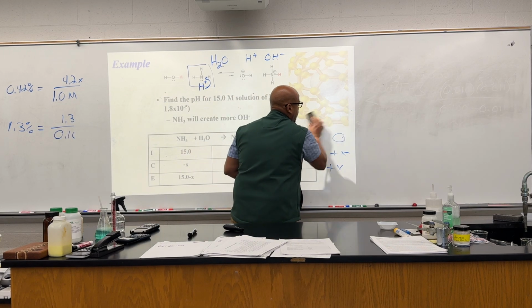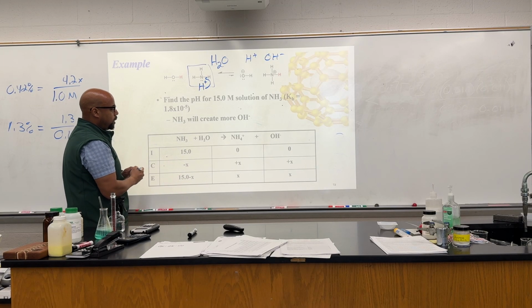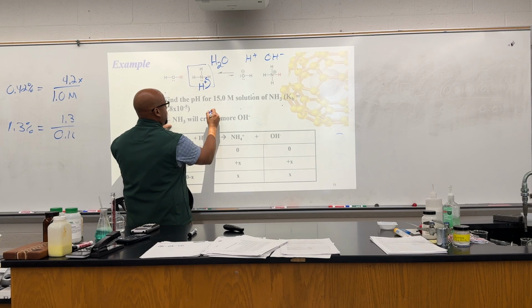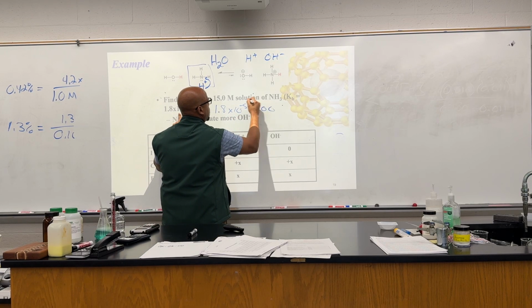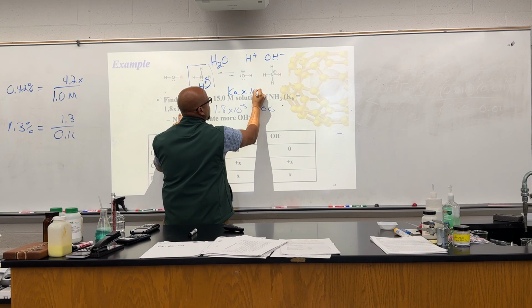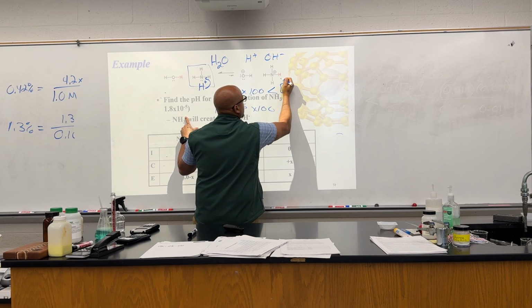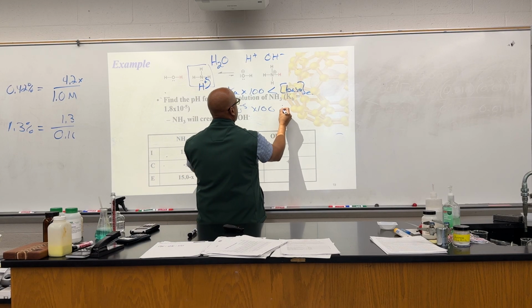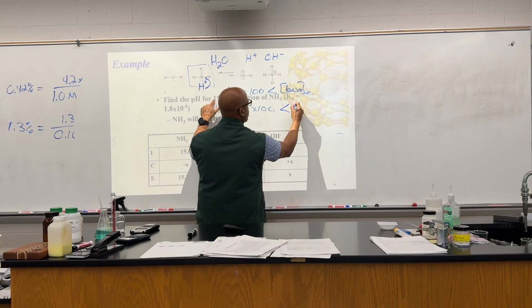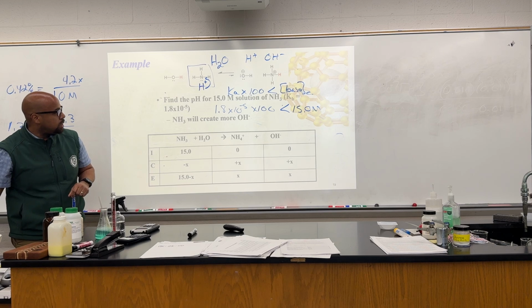One of the things I should probably do is test whether or not we can get rid of this actual X here. We said that if I multiply 1.8 times 10 to the negative fifth, times 100, so take the Ka times 100, and so long as it's lower than the initial concentration of this base, I can get rid of the minus X. And when I do this, it's less than 15.0 molar. It passed the test, I'm getting rid of the X there.